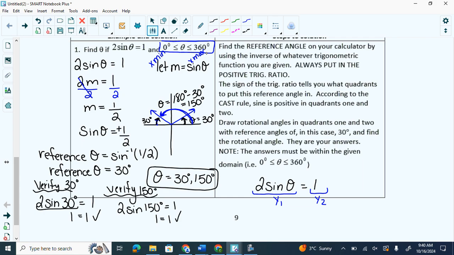So maybe what should you not do? The same exact thing. That's something different. So we go second trace 5, and now we've got to head over to the other intersection. So move your arrow all the way over to where the other intersection is, and then go enter, enter, enter, and you should get 150. Correct? Everyone get 30 and 150?